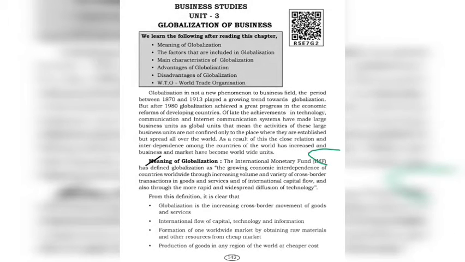IMF. So what is IMF? The abbreviation is IMF, and the full form is International Monetary Fund. IMF is an institute which helps countries in analyzing and supporting their financial conditions. It is enough for you to know this much about IMF. So let's see how this institute defines globalization.